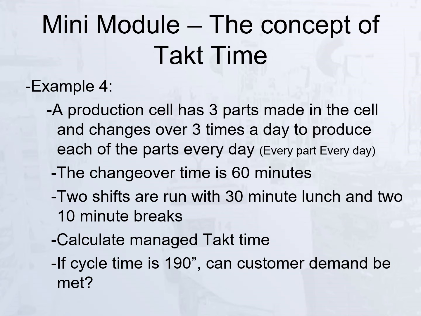In our 4th example, we'll do another calculation of managed tack time. So in this case, the production cell now has 3 parts made in the cell, but it changes over 3 times a day to produce each of the parts every day. The changeover time for each changeover is 60 minutes. 2 shifts again with a 30-minute lunch, 2 10-minute breaks. So if we calculate managed tack time and the cycle time is 190 seconds, can customer demand be met? So in this case, same scenario, except we're going to do 3 changeovers a day versus 1 changeover.